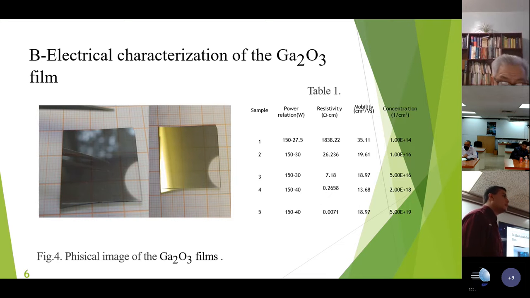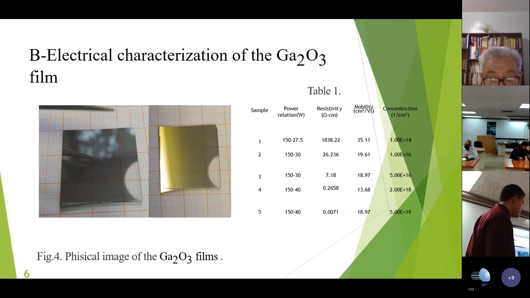And the deposition time, what is it? We were using 30 minutes in deposition for today. 30 minutes. For the five power relations, the resistivity is different, the mobility and the concentration are different.